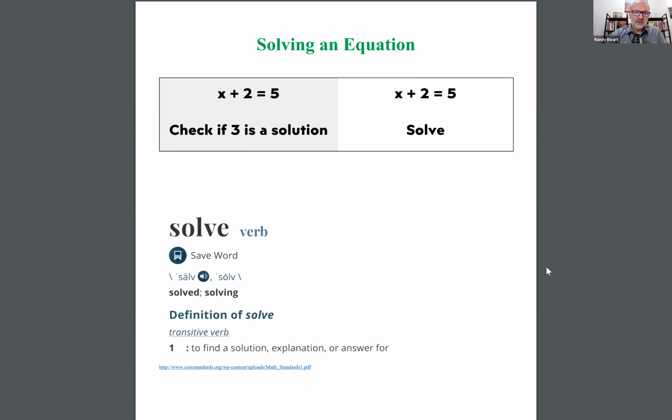Well, here's the definition. And so let's unpack this a little bit here. So solving is finding a solution. Before they gave it to you, but now you have to find it. Let's talk about what it means to find the solution of an equation.